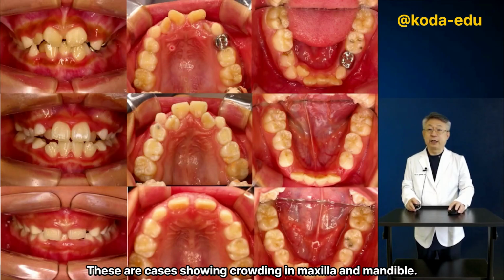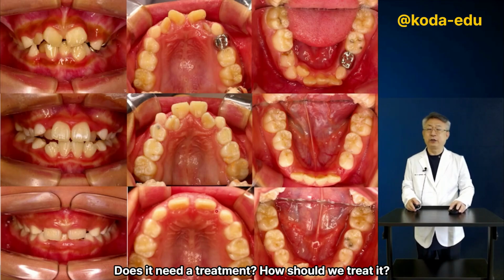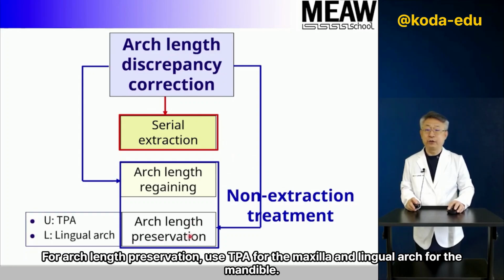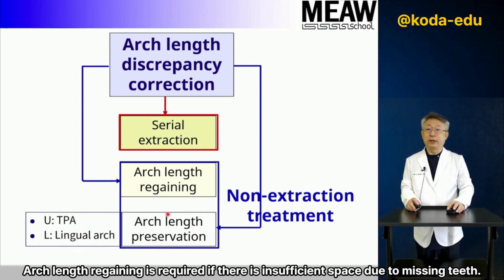These are cases showing crowding in maxilla and mandible. Does it need a treatment? How should we treat it? First, evaluate the arch length discrepancy. For arch length preservation, use TPA for the maxilla and lingual arch for the mandible. Arch length regaining is required if there is insufficient space due to missing teeth.